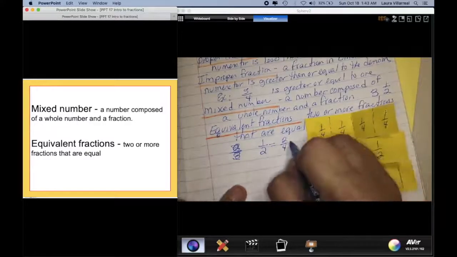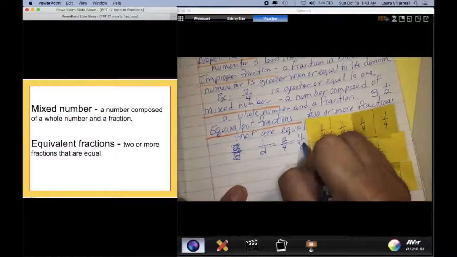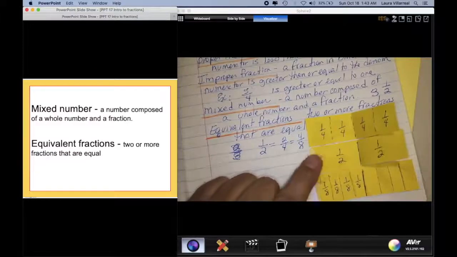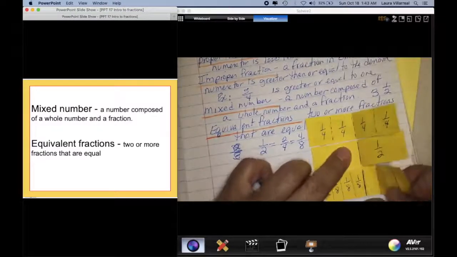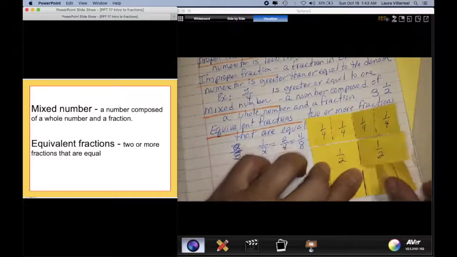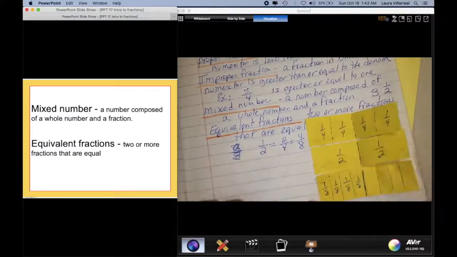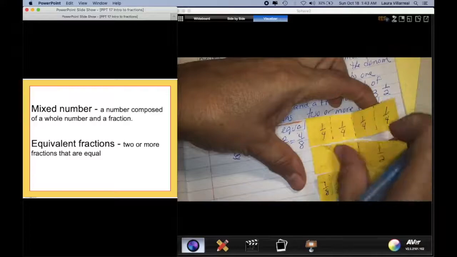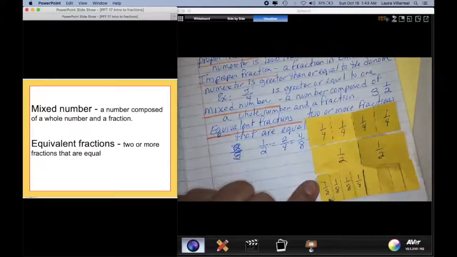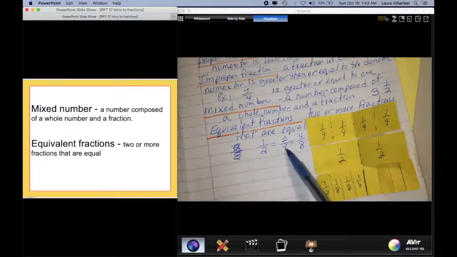Okay, which is equal to 4/8. Very simple. And this one has the glue, so it's going to want to glue down. But I have 2/4, which is equal to 1/2. And then 1, 2, 3, my 4/8. These are all equivalent to each other. The difference is the number of pieces.